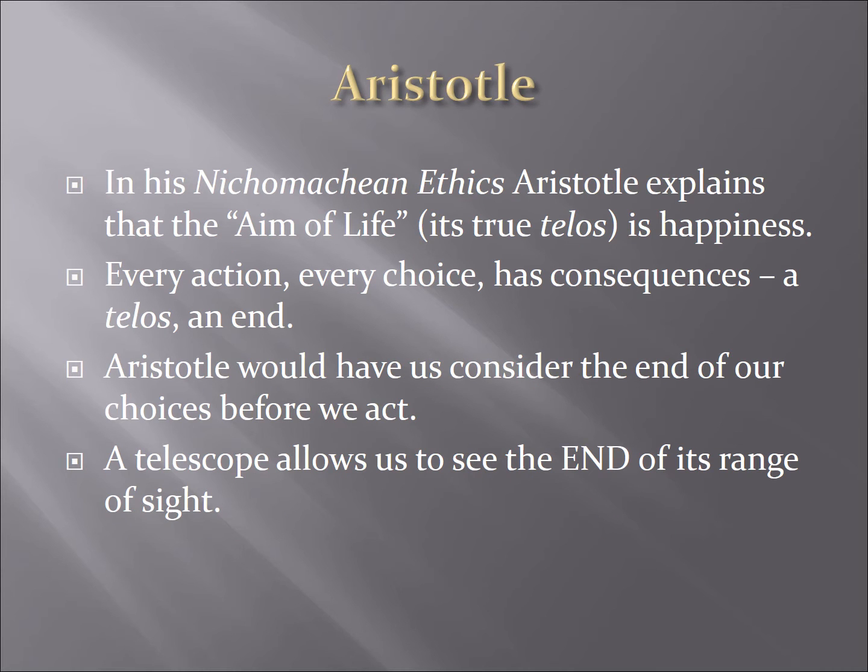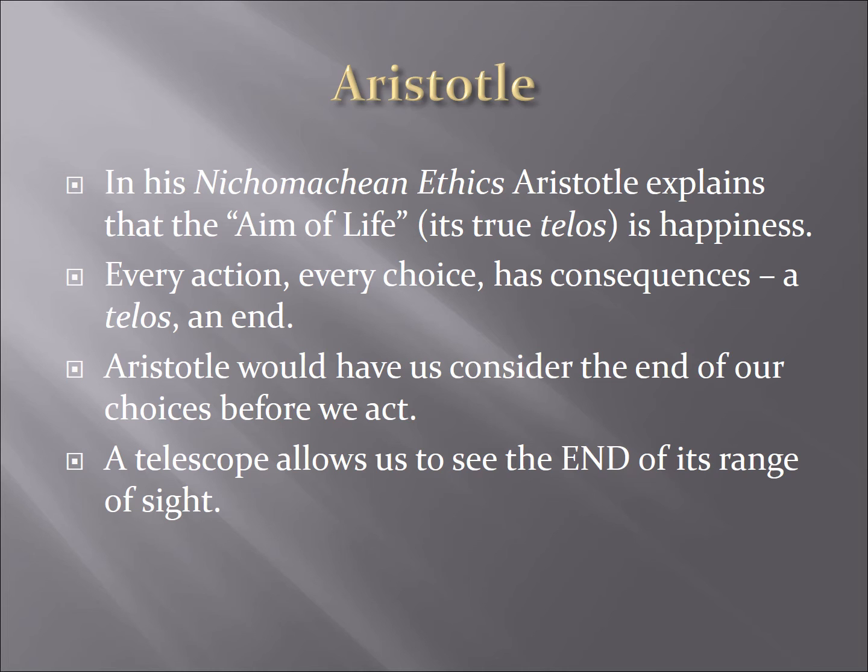So let's go back and talk about Aristotle briefly. Aristotle lived 2,500 years ago. He wrote a volume called the Nicomachean Ethics that was actually a behavior manual for his son Nicomachus. One of the books within this study is called The Aim of Life, in which Aristotle claims that the true aim, the telos or end of a human life, is happiness. He claims that everything we do is intended to end in happiness.